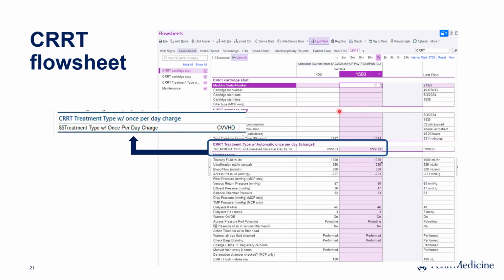So again, the most important thing about this is making sure that you are documenting the UF, documenting the intake through your MAR every hour, and again, making sure that they're associated correctly so that you get the pressures and everything else from an accurate number.